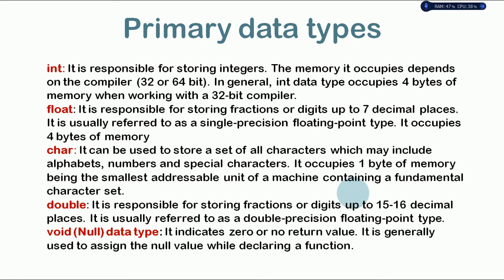And the last one in the primary data types is void. The void data type is nothing but it cannot return anything, meaning it indicates 0 or a non-return value. So it is generally used to assign the null value while declaring a function. Whenever you come to the concept of functions and you want to return nothing, that we cannot return anything back, then you are going to use this void data type.